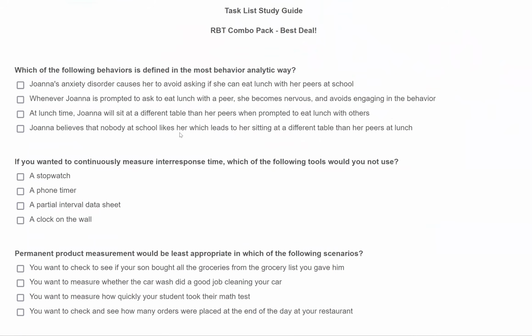Question 1. Which of the following behaviors is defined in the most behavior analytic way? Very straightforward question. One of the most basic things an RBT should know, and what you should learn first, really, other than things like functions and basic measurement, is how we define behaviors. Because how we define behaviors drives so much of what we do.